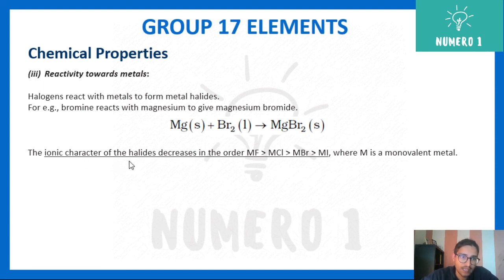Here note that the ionic character of the halides decreases in this order. This one is much more ionic. Why is it more ionic? Because fluorine is more electronegative, so it will make it more ionic, whereas MI will be less ionic.